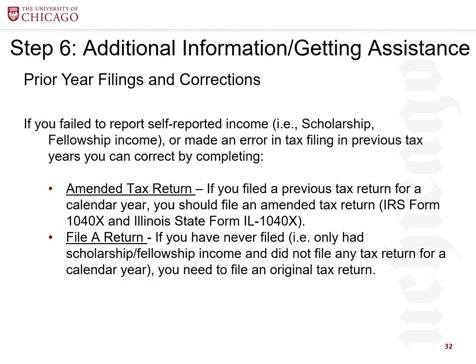If you failed to report self-reported income, for example, or if you made another error in tax filing for a previous tax year, you can correct that by completing an amended tax return. That form is called a 1040X, and for Illinois, it's an IL-1040X. You can also file a return if you forgot to file tax returns. You would need to file an original return for that year.